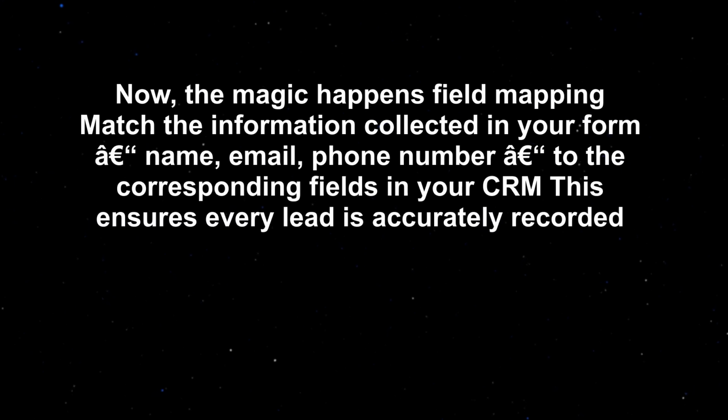Next, add an action. This is what Zapier will do when the trigger happens. Select your CRM, such as Salesforce or HubSpot, and connect your account. Now, the magic happens. Field mapping. Match the information collected in your form, your name, email, phone number, to the corresponding fields in your CRM. This ensures every lead is accurately recorded.